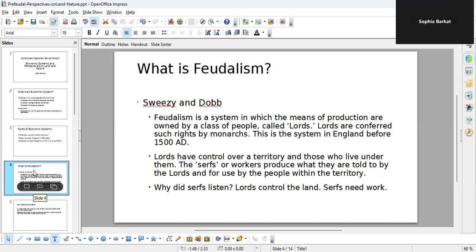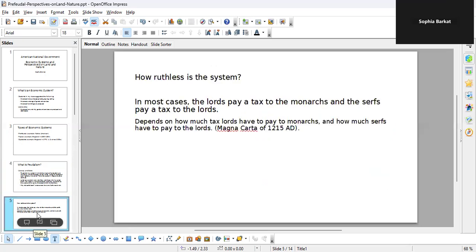And why did serfs listen? So we know that it's about control of land. The lords control the land. The serfs need work. They don't have land, right? And so they comply. They have no choice.